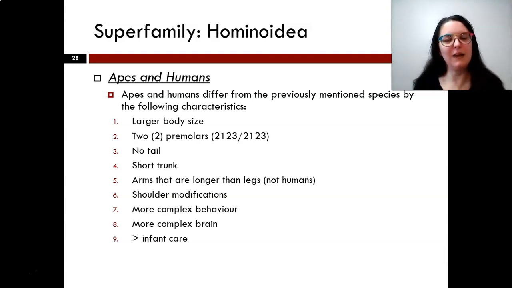More complex behavior, we can talk about what that means when we talk about behavior and tool use and culture in hominins next week. Also a complex brain. All of this, however, means that we tend to be born fairly prematurely, which means that there is, again, a greater reliance on parental investment in infant care as we age.